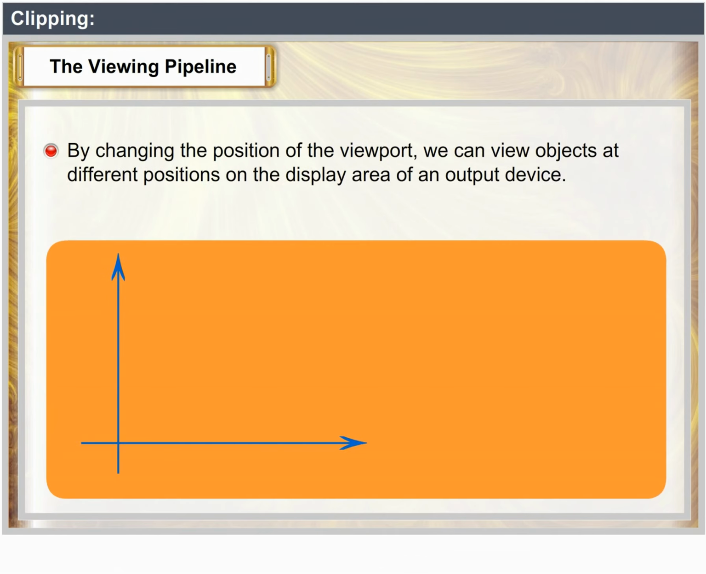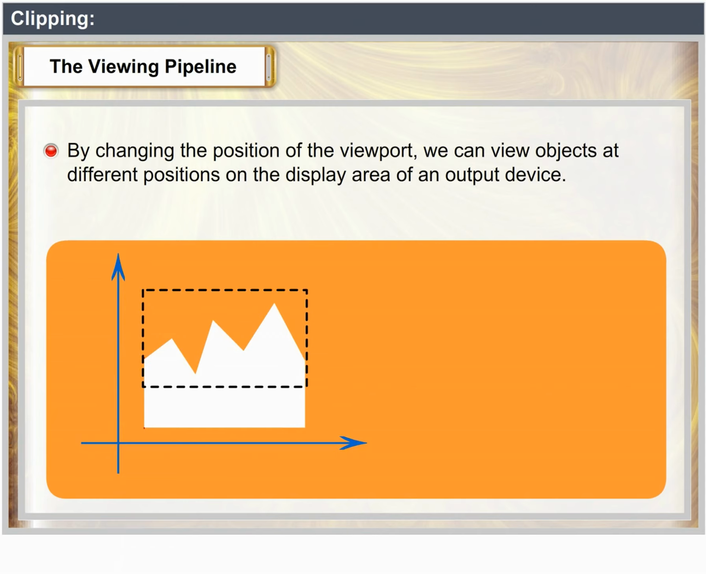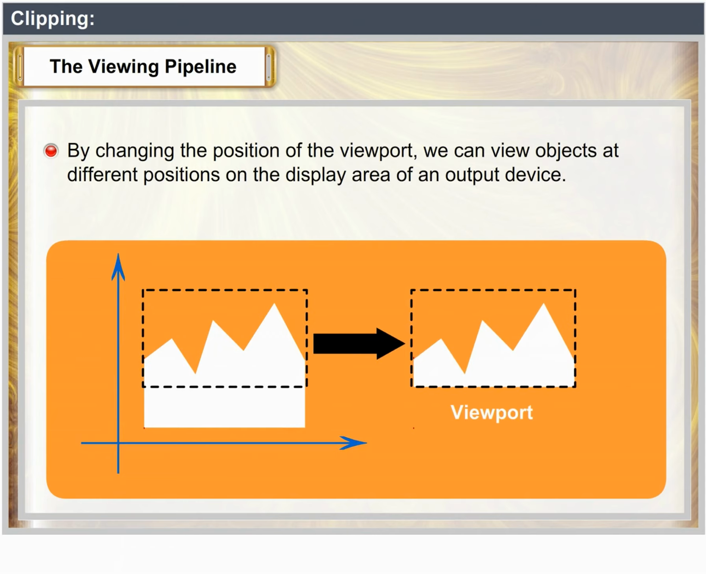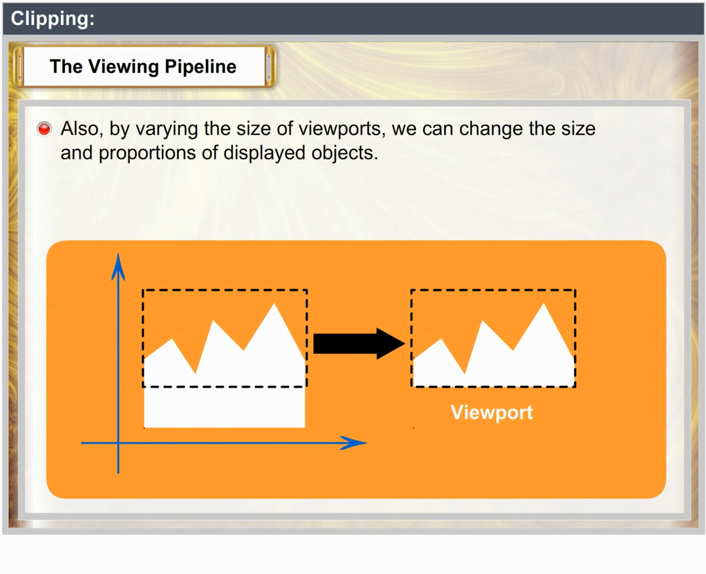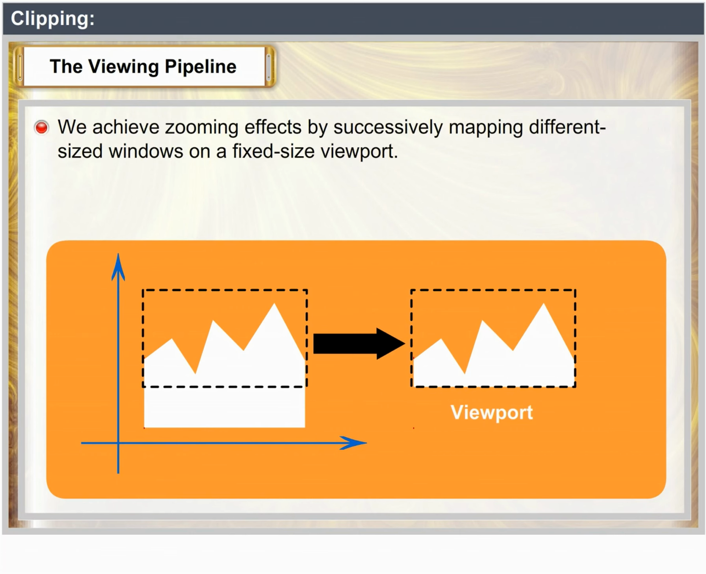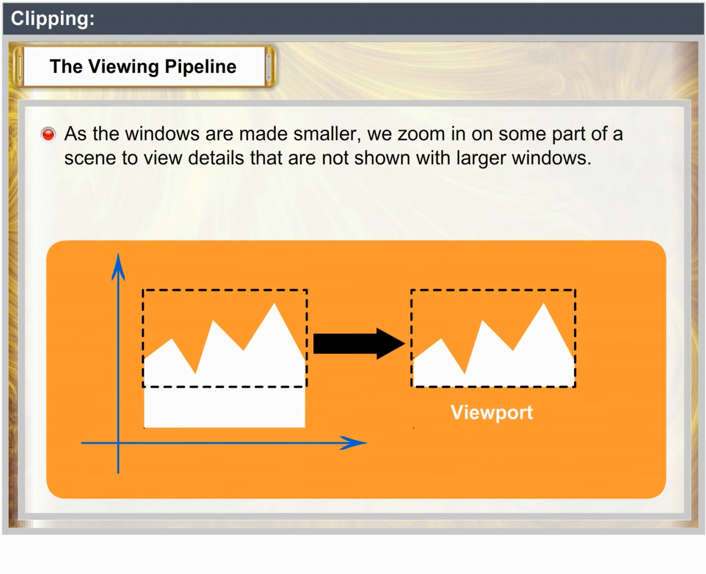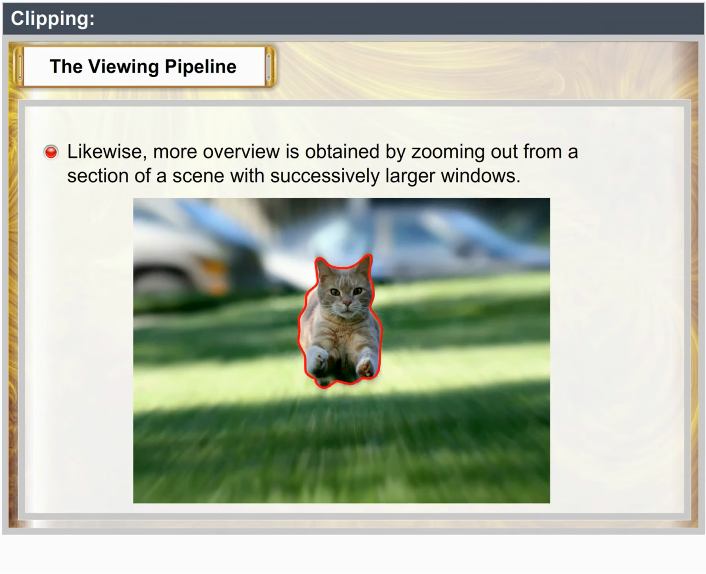By changing the position of the viewport, we can view objects at different positions on the display area of an output device. Also, by varying the size of viewports, we can change the size and proportions of displayed objects. We achieve zooming effects by successively mapping different size windows on a fixed size viewport. As the windows are made smaller, we zoom in on some part of a scene to view details that are not shown with larger windows. Similarly, more overview is obtained by zooming out from a section of a scene with successively larger windows.